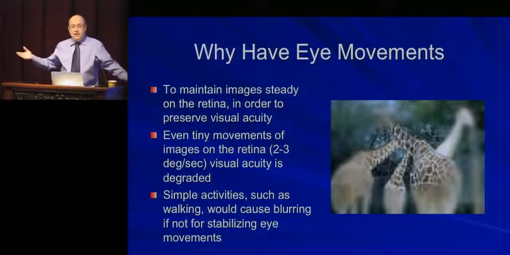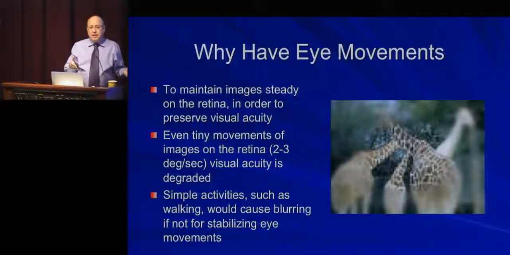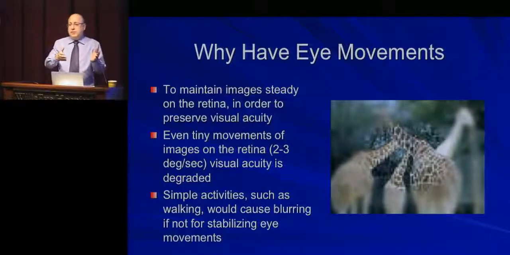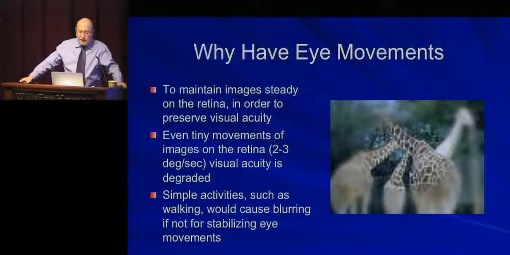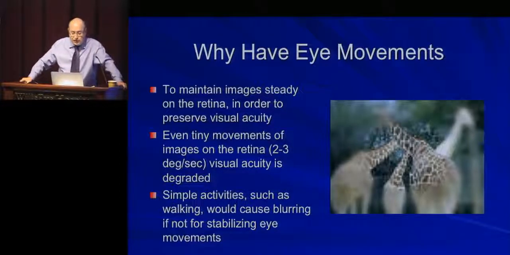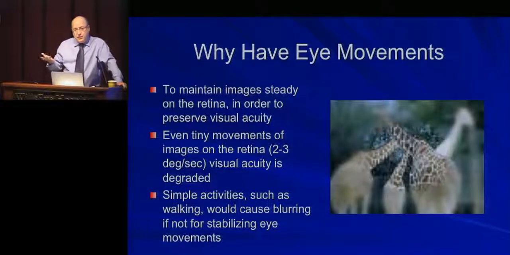So if you move your head, if your eyes didn't correct by moving back, or if you're on some train that's moving or whatever, you need to focus that foveal area on exactly where you want to see. And to maintain images steady on the retina, we have to have these systems to preserve our visual acuity. Because even tiny movements of images off the retina will cause visual acuity to be degraded. And just even walking or even your heartbeat would throw you off.